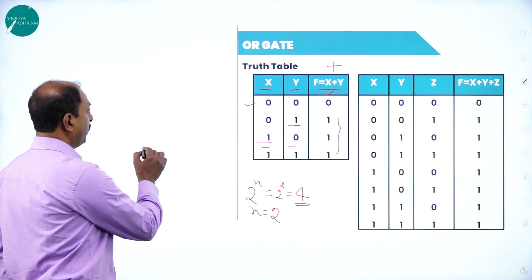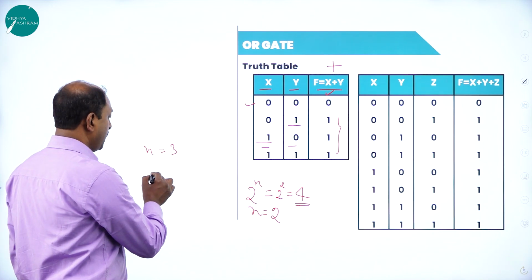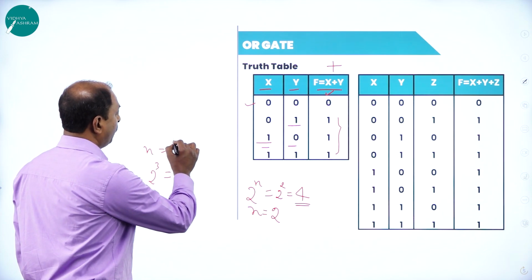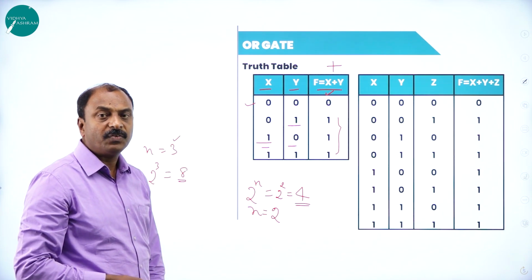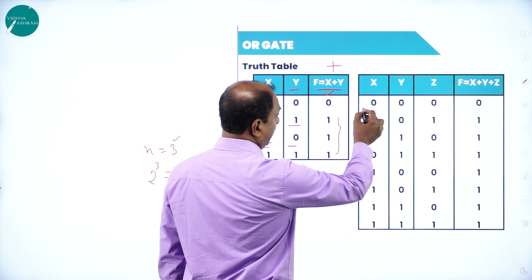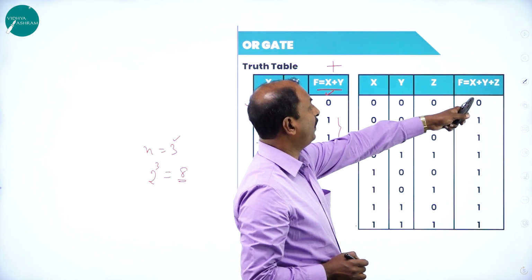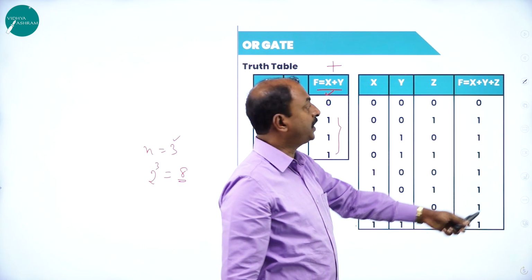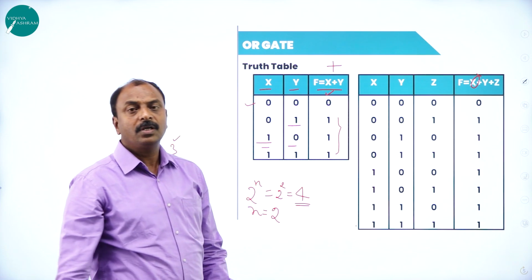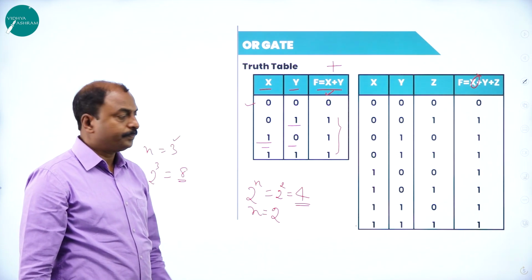Accordingly, if we have n equal to 3, where the number of variables is 3, then 2 to the power of 3 is equal to 8. So if there are 3 variables, we can have 8 different combinations. In this there are 8 different combinations, and this is the result, x plus y plus z, that is the output. Here this plus stands for the OR operation. So this is the OR gate.